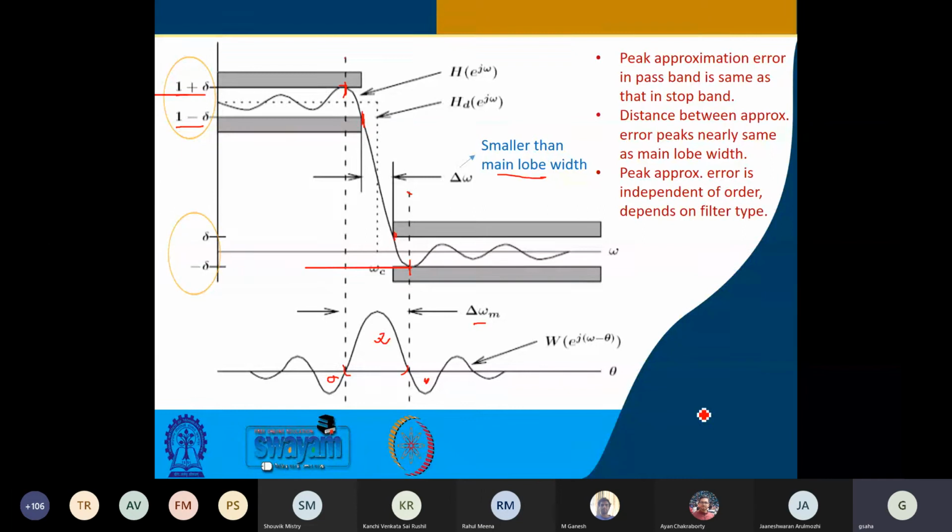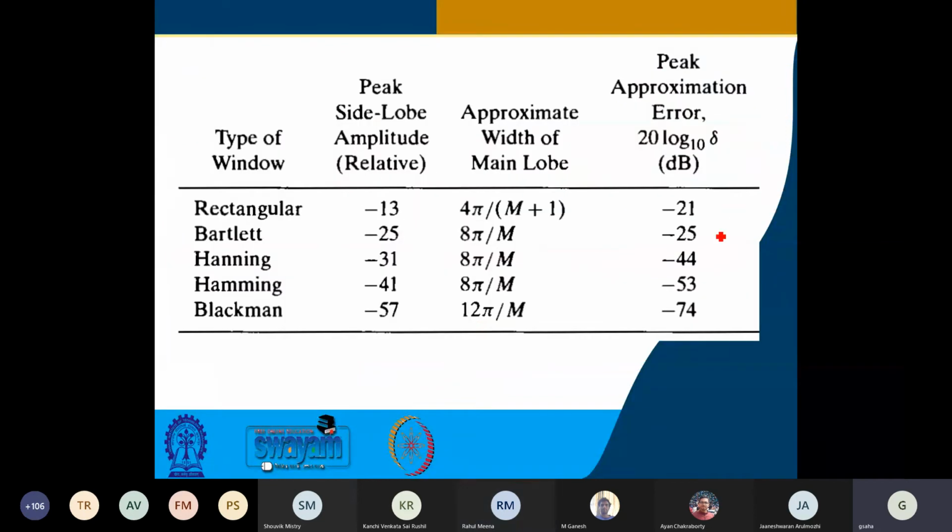Peak approximation error is independent of order, it depends on filter type, that we have already understood. So this is the last slide on the content part of it. After that, I'll explain something. So this is what we note: rectangular window, part plate.